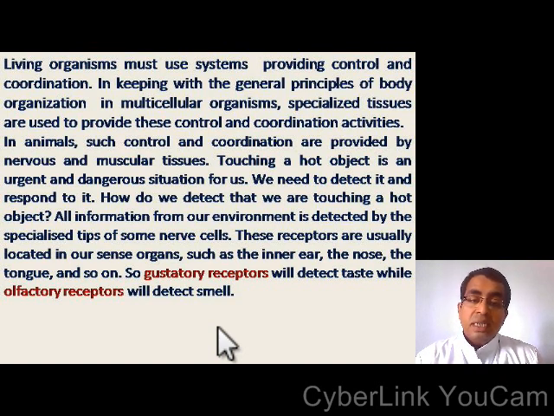How do we detect that we are touching a hot object? All information from our environment is detected by the specialized tips of some nerve cells. These receptors are usually located in our sense organs, such as the inner ear, the nose, the tongue, and so on. So gustatory receptors will detect taste, while olfactory receptors will detect smell.